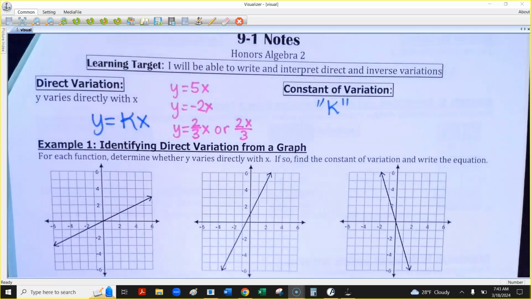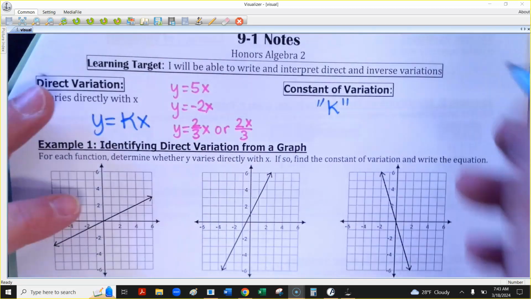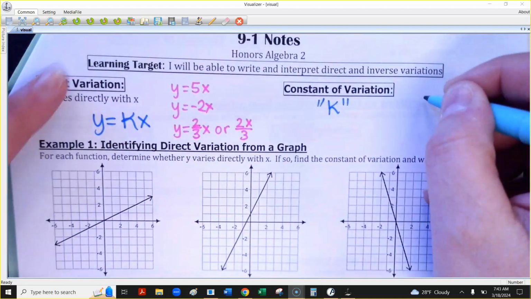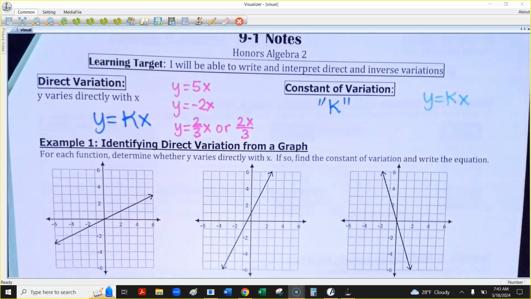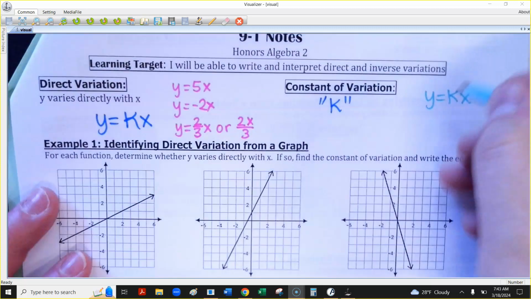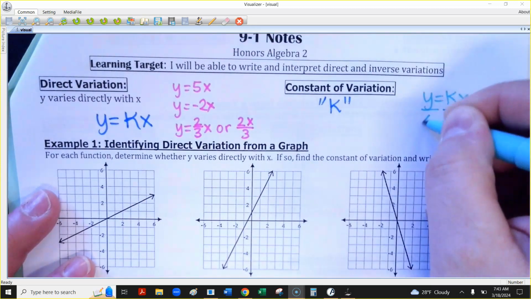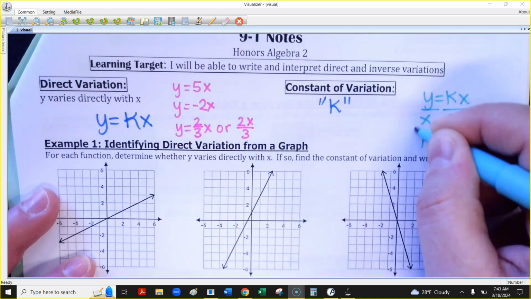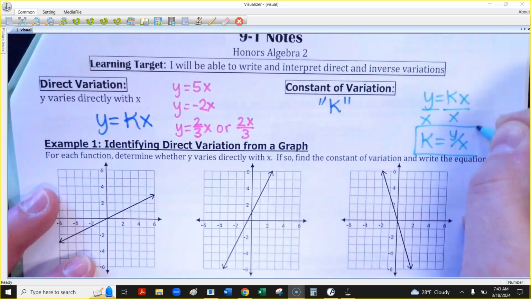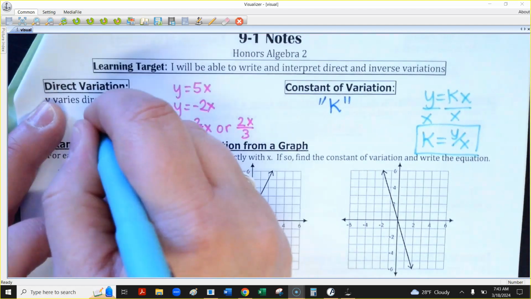Okay, now I'm just going to show you this real quick. If I took that general form, y equals k times x, how could you solve that equation for k? How could I get k by itself on one side? Y divided by x, right? I would divide both sides by x. Every time, your k value is y divided by x. And so these are the 2 formulas for your direct variation.